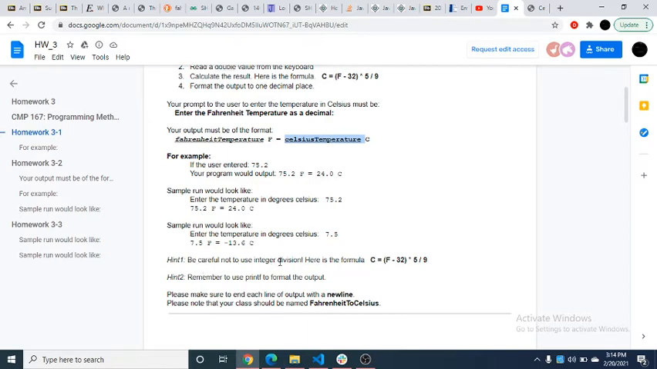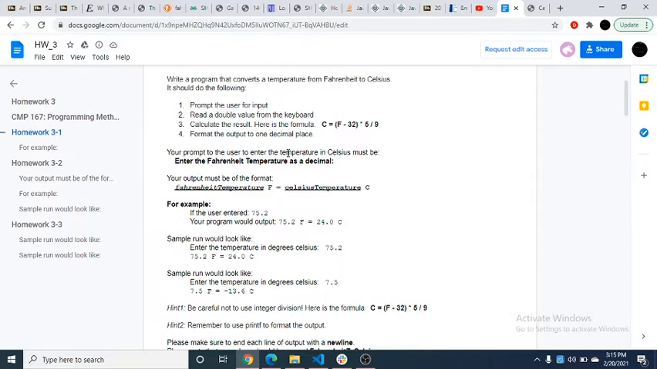Be careful not to use integer division. Here is the formula, right? So that's telling me this is going to be using data types of type double, because with integers you lose the decimal portion, and that could screw up your answer. And it says remember to use printf to format the output, right?